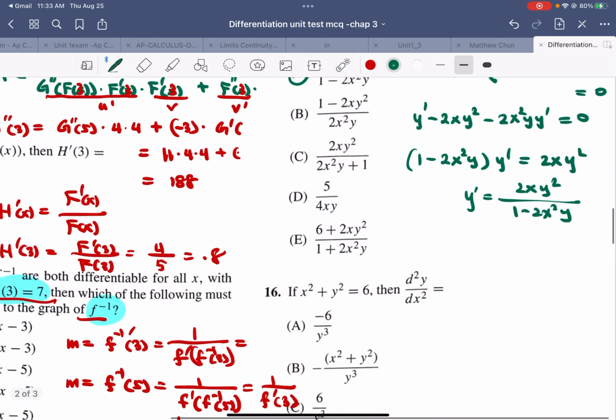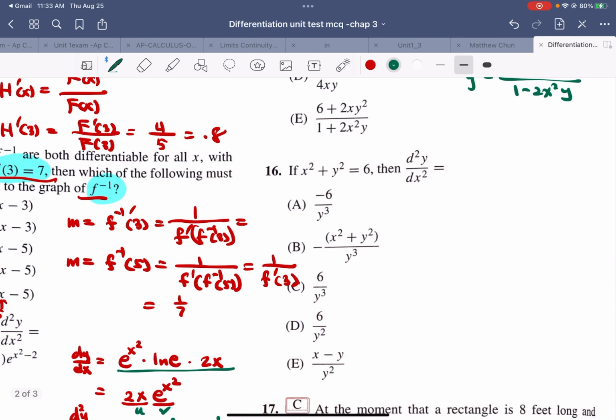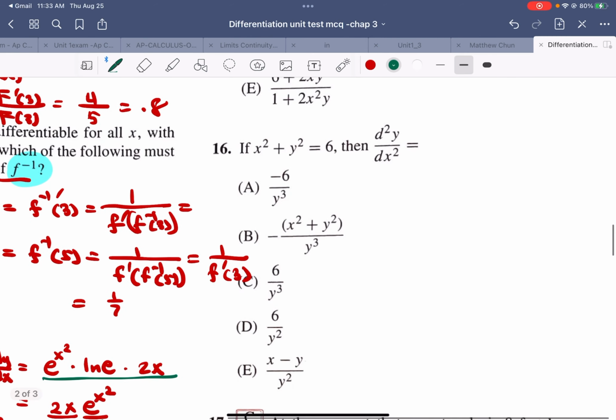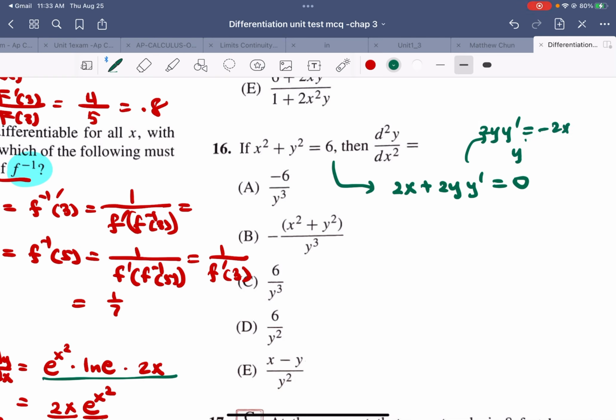So implicit. This one is a second derivative. Also, I'm going to do implicit. So first derivative, 2x plus 2y y prime equals 0 when I take a derivative once. Now you can isolate y prime here. 2y y prime equals negative 2x. So y prime is negative x over y. Okay, that's negative x over y, when you reduce by 2. So you can take a derivative one more time from here.